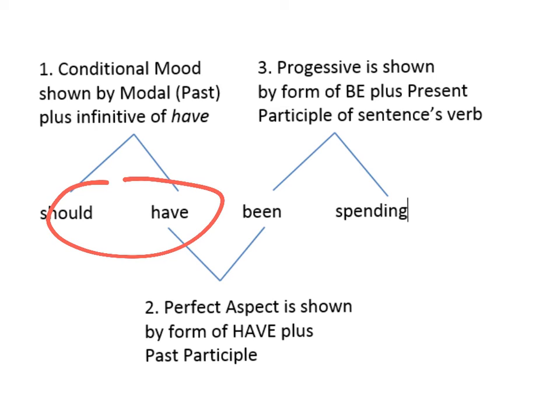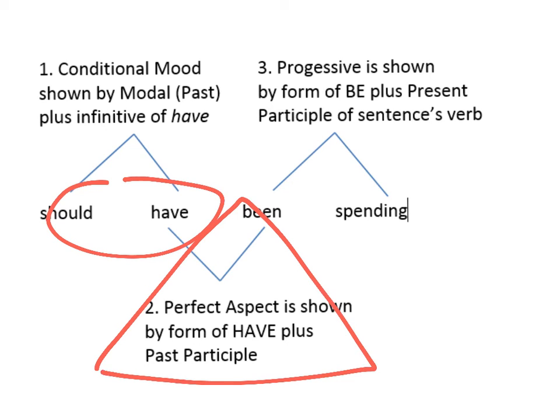Then, the perfect aspect is shown in the form of have plus the past participle. So have, which was serving as the infinitive form following the modal previously, now is the auxiliary for perfect aspect followed by the past participle of the verb be, which is been.